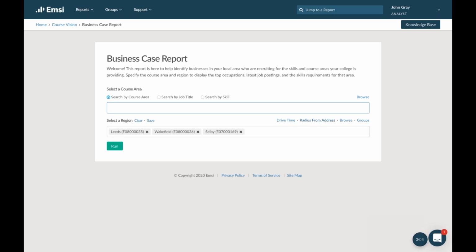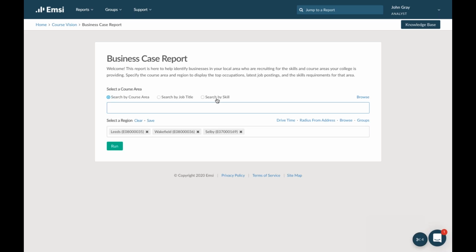So you could change the radius from the address, look at a different drive time. You could just type in and select one of these areas. You can select course area. So the last one we looked at was around health and care, so we could choose that again if we wanted to. We could also search by job title, or we could search by skill.